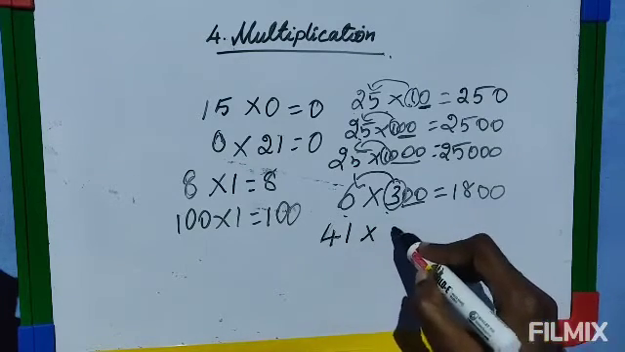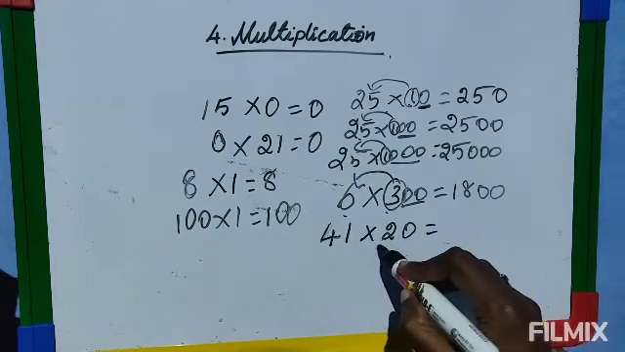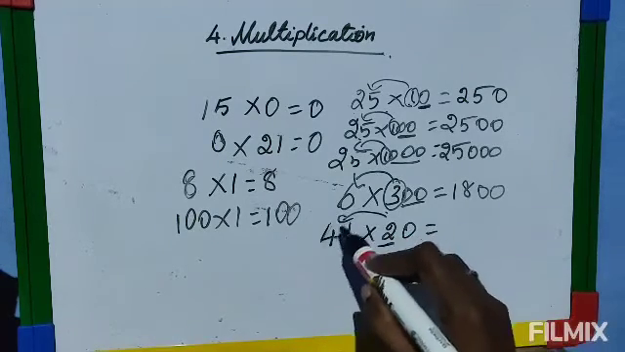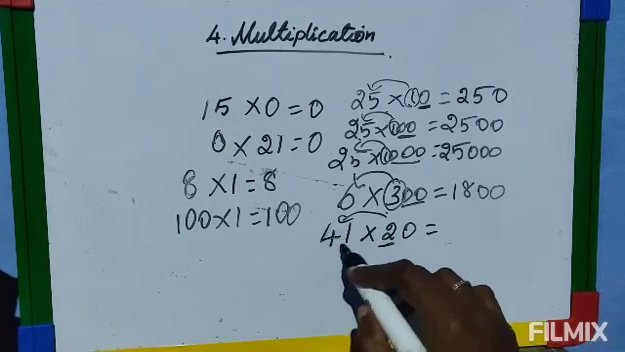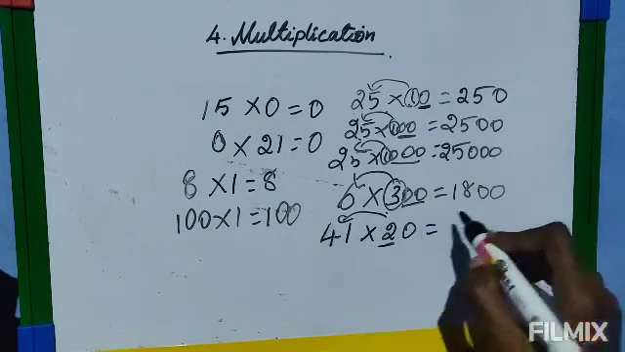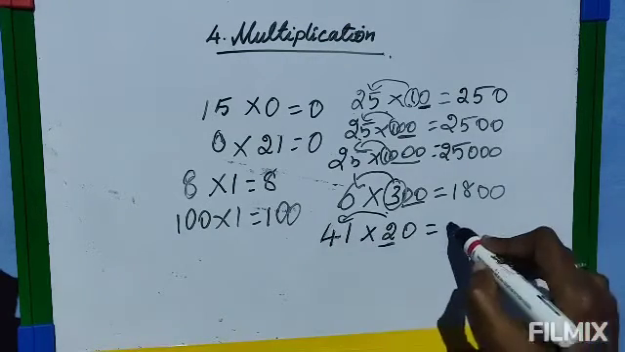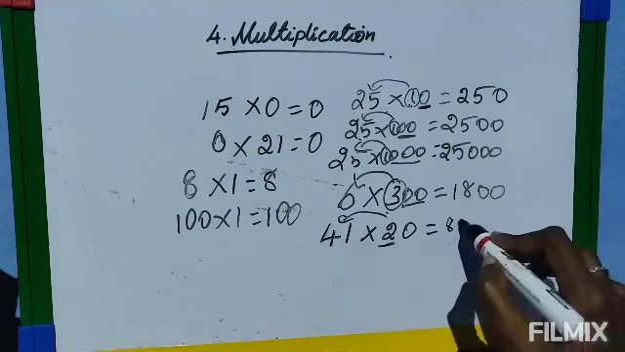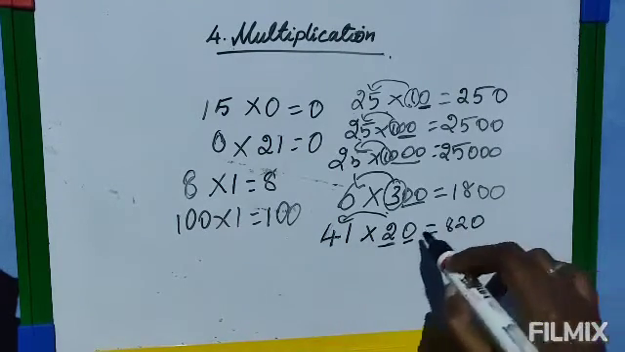Multiply by 20. So if you multiply any number by 2, it becomes a double of this number. So double of 41: double of 4 is 8, double of 1 is 2, 82, and here 0 is there.